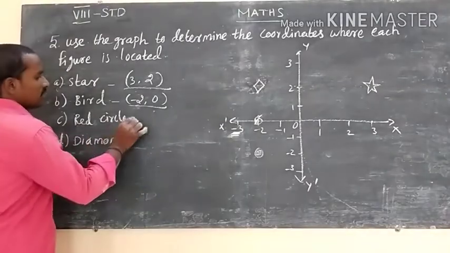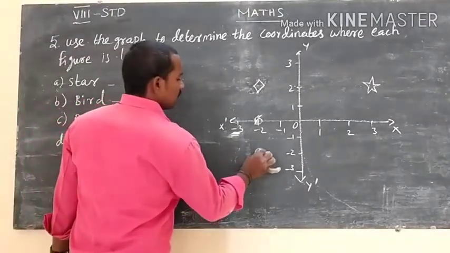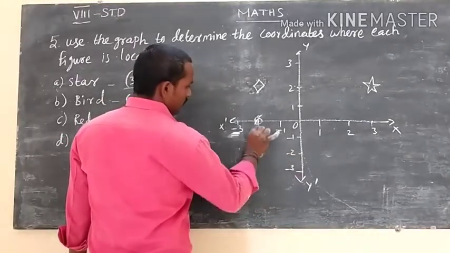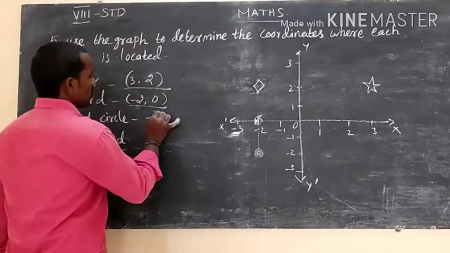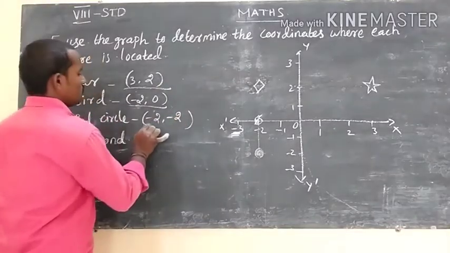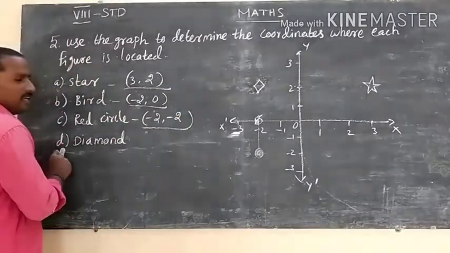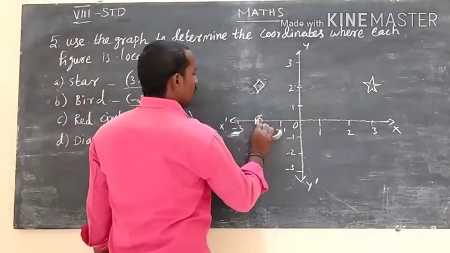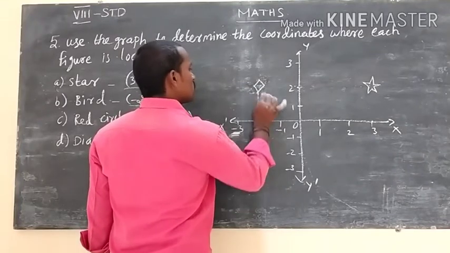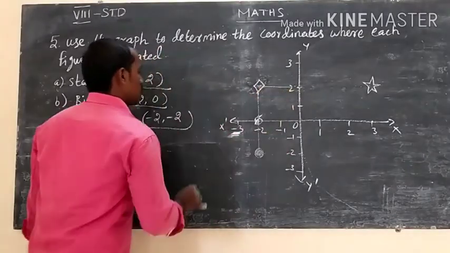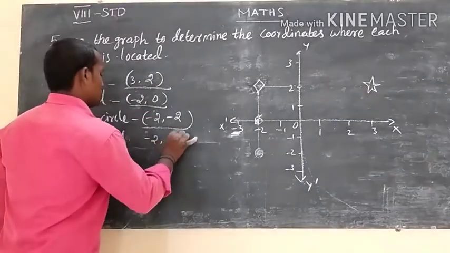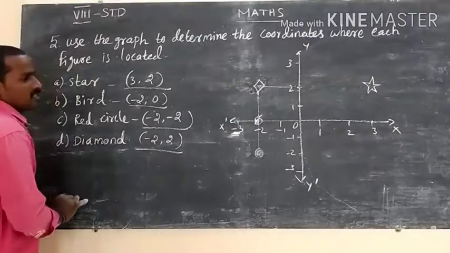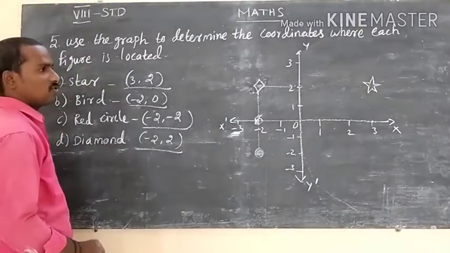Then the red circle. The x value is minus 2 and the corresponding y value is minus 2. So minus 2 comma minus 2. This is the answer. Then D is the diamond. It's the shape of a diamond. The x value is minus 2 and the y value is plus 2. So minus 2 comma plus 2 is the diamond point. In this slide, you do the remaining 6 points. The 6 points are your homework.